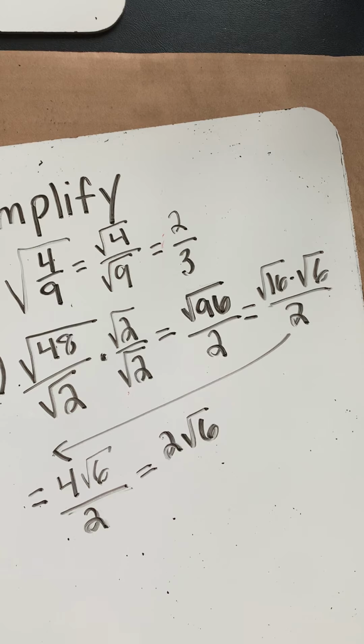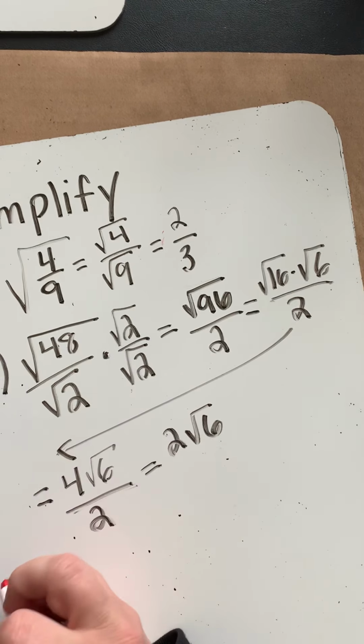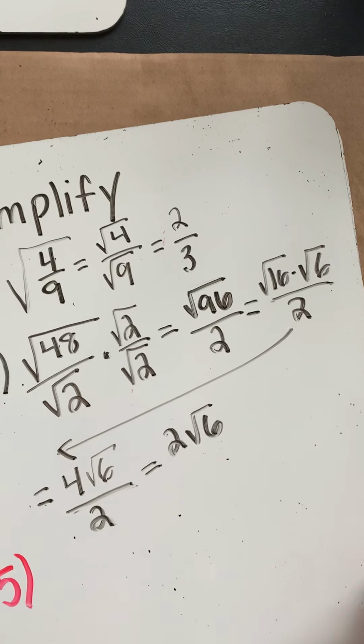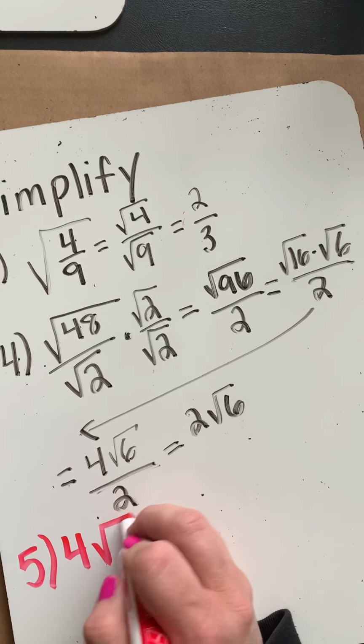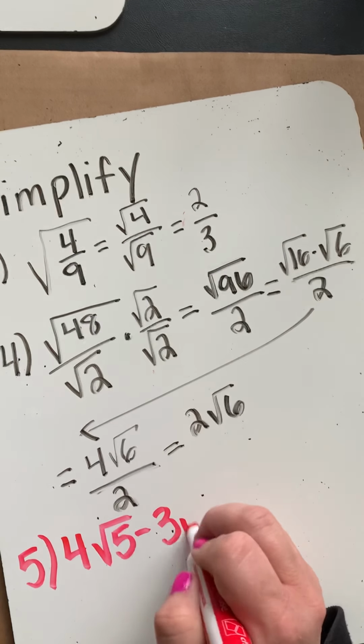Okay, a couple more simplifying problems. This is dealing with adding and subtracting radicals. So I have 4 rad 5 minus 3 rad 5.